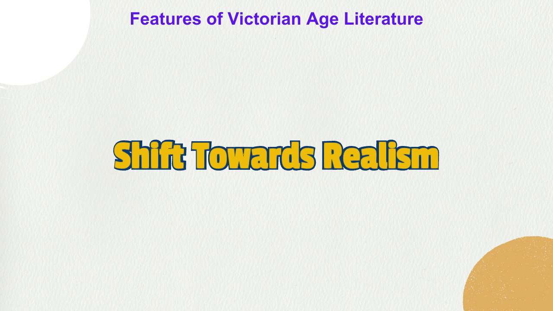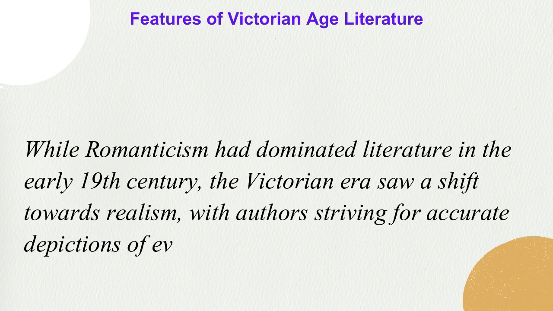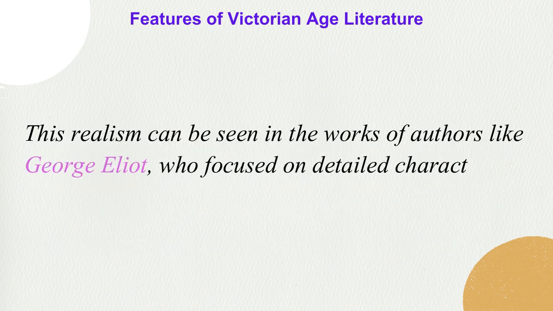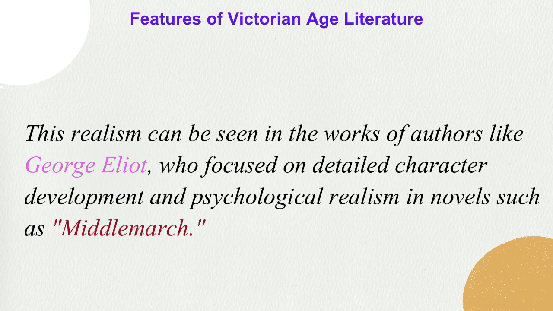Shift towards realism. While Romanticism had dominated literature in the early 19th century, the Victorian era saw a shift towards realism, with authors striving for accurate depictions of everyday life and human psychology. This realism can be seen in the works of authors like George Eliot, who focused on detailed character development and psychological realism in novels such as Middlemarch.